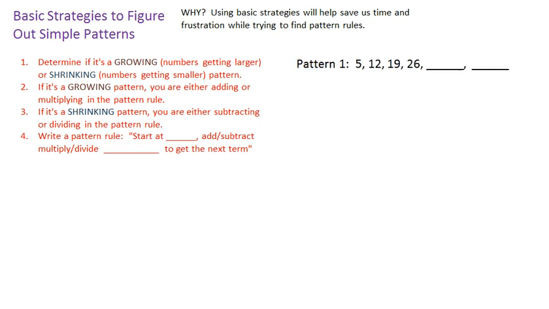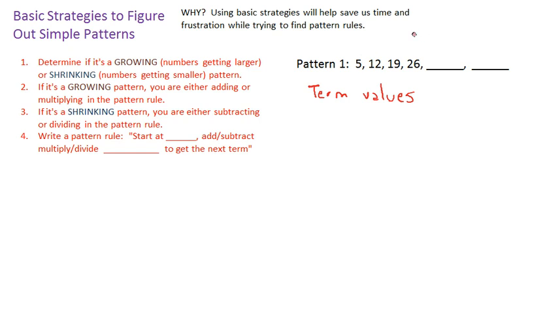Let's take a look at the first pattern here. Before we get into the actual process of figuring out the pattern rule, I just want to talk about some math words specific for patterning. We normally would call the numbers here numbers, but we're actually going to call the first number the first term. It has a value of 5. The second term has a value of 12. The third term has a value of 19. The fourth term has a value of 26. And the fifth and sixth terms we don't know the values for yet, but we'll try to figure them out right now.